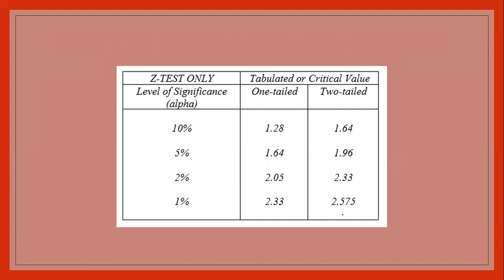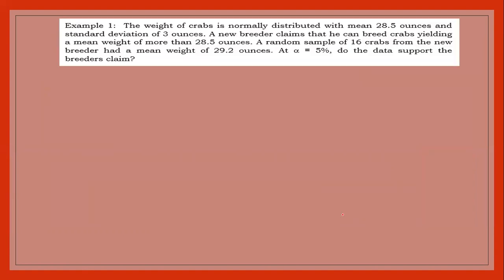Okay, so para mas maintindihan natin yung Z-test one sample, let's have this example. Okay, so the weight of crabs is normally distributed with mean 28.5 ounces and standard deviation of 3 ounces. I want you to take note of the first sentence. Dito class sa first sentence, ang mean na 28.5, this is already our population mean. Okay, population mean 28.5 and standard deviation of 3 ounces. This is our population standard deviation.